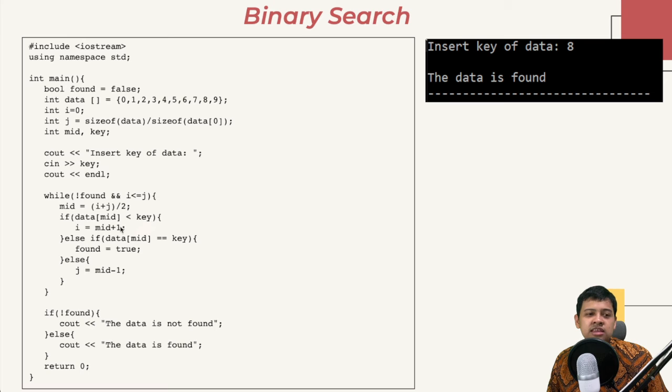Here we see that if the key is more than the data at mid, we go to the right side by moving the I, because the I is over here. We move I to mid plus 1, so over here. That's how we change to the right side or the left side. Now if it's not found, we print that the data is not found. If it's found, we print that the data is found. So this is the binary search. Quite simple, I would say.